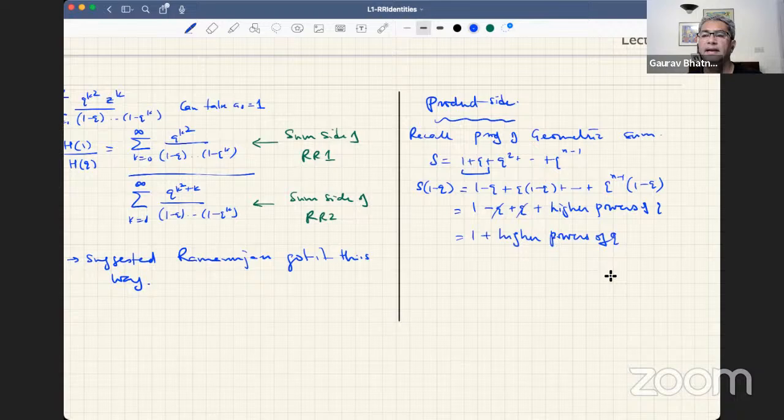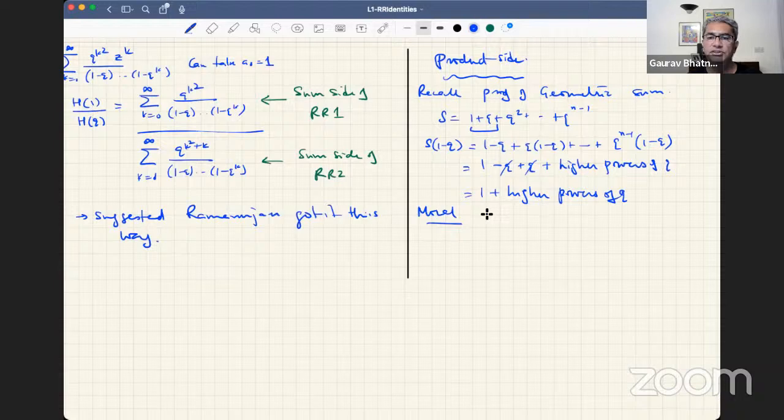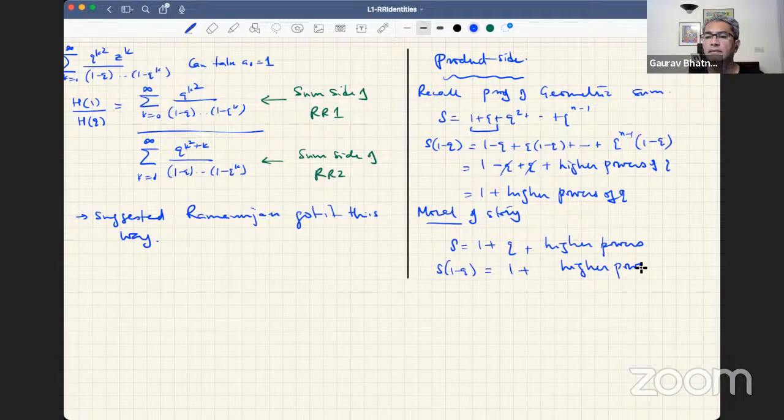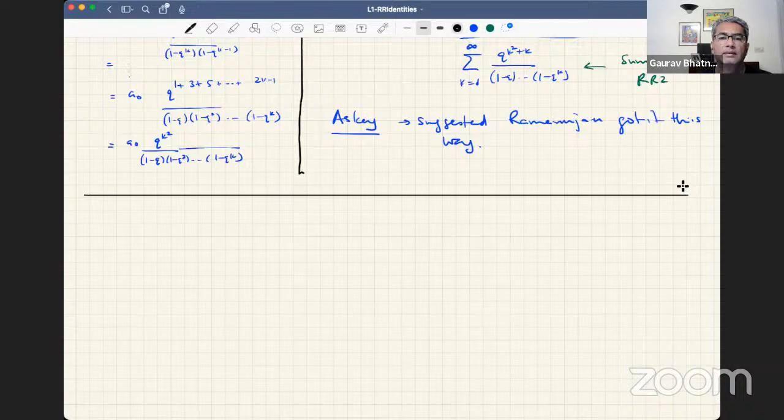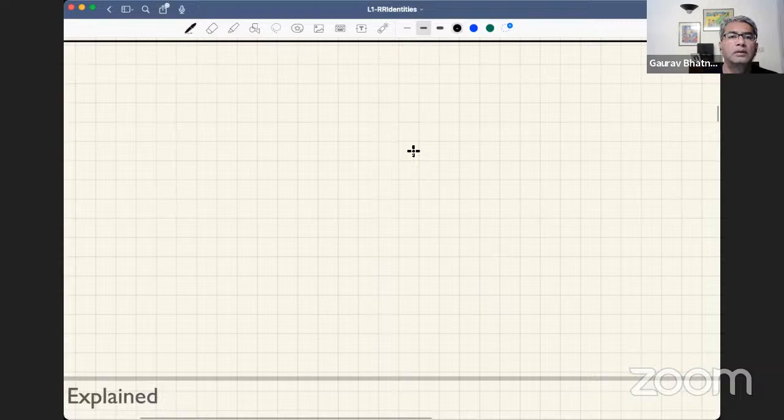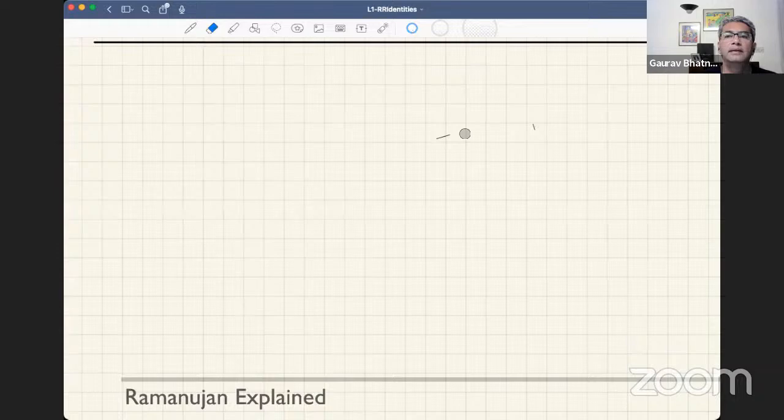So the moral of this trick is that if you have S equal to 1 plus q plus higher powers, then multiply by 1 minus q and you'll get 1 plus higher powers. Very simple observation. So let's apply it on this guy.